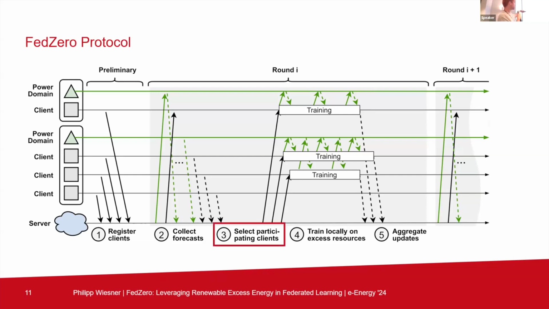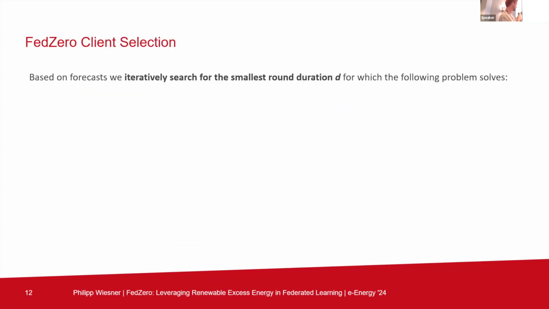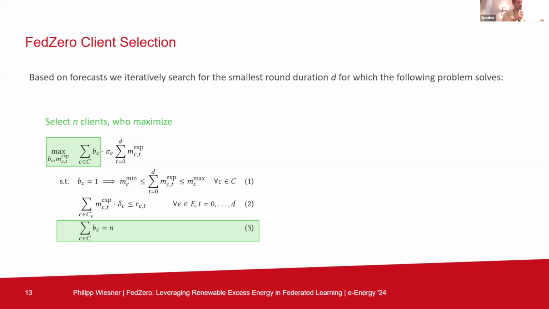So the only thing I want to get a bit more into detail is this participant selection, because this is like a core component of FedZero, and FedZero iteratively searches for each round for the smallest possible round duration for which the following optimization problem solves. And we do this through an iterative search, so like a binary search on D. And we factored out D of this optimization problem because this way we were able to show that this entire thing scales linearly with the amount of clients and n log n with the round duration, the forecast resolution in which we search. So this is a scalable approach.